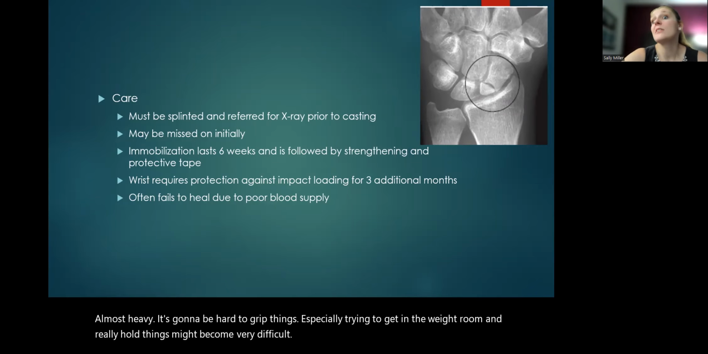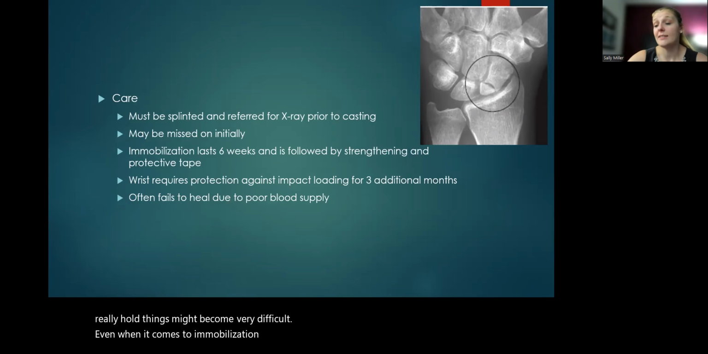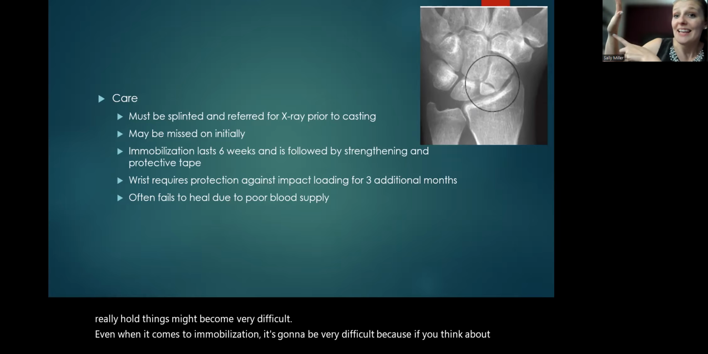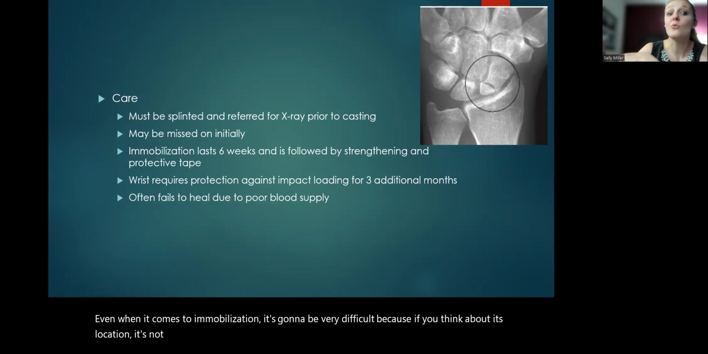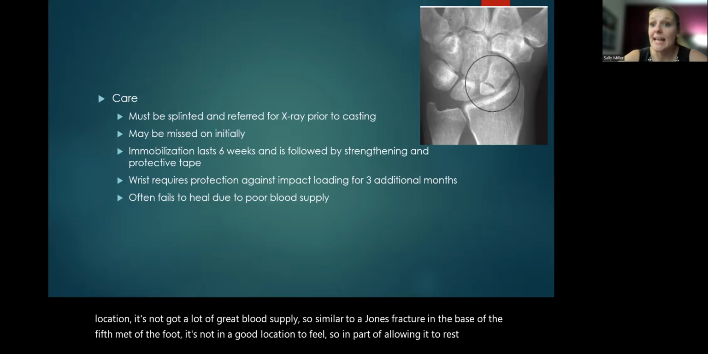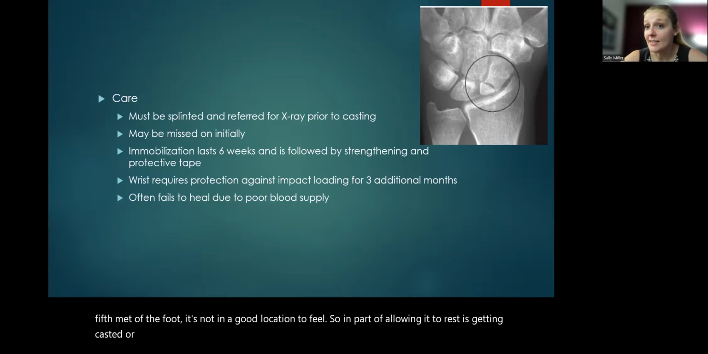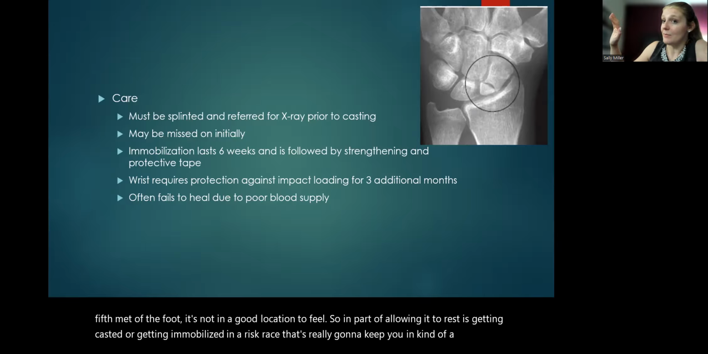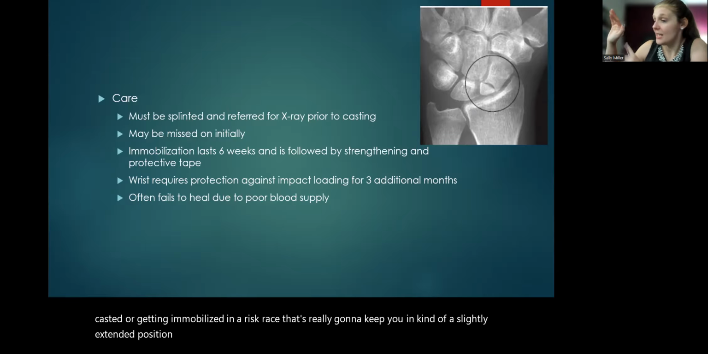Even when it comes to immobilization, it's going to be very difficult, because if you think about its location, it doesn't have a lot of great blood supply. So similar to a Jones fracture in the base of the 5th metatarsal of the foot, it's not in a good location to heal. So part of allowing it to rest is getting casted or immobilized in a wrist brace that's going to keep you in a slightly extended but really neutral position to keep that artery getting blood to it.